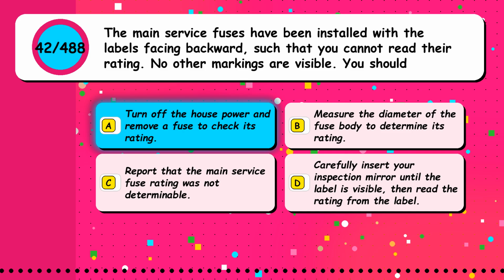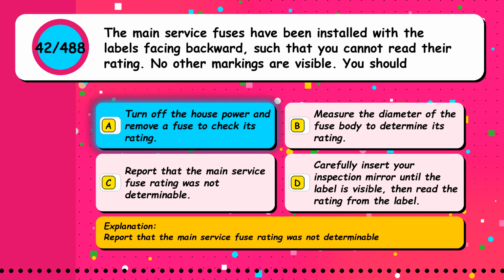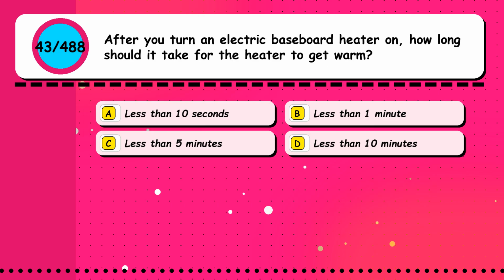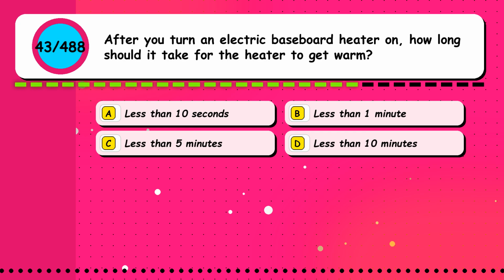The correct answer is option A, turn off the house power and remove a fuse to check its rating. Report that the main service fuse rating was not determinable. Question 43. After you turn an electric baseboard heater on, how long should it take for the heater to get warm? Option A, less than 10 seconds. Option B, less than 1 minute. Option C, less than 5 minutes. Option D, less than 10 minutes.